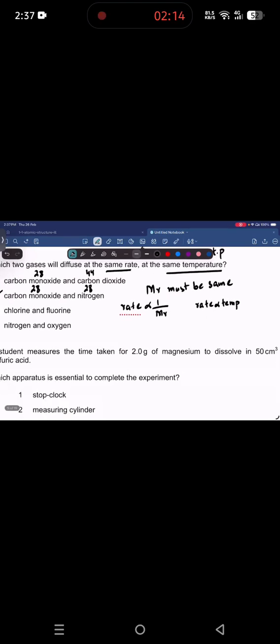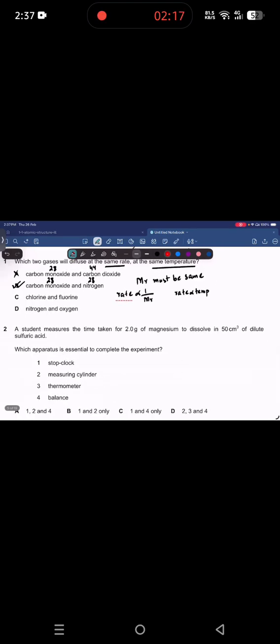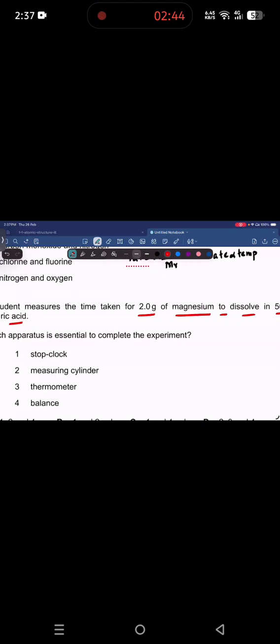Now the next question. A student measures the time taken for 2 gram of magnesium to dissolve in 50 centimeter cube of dilute sulfuric acid. Dilute sulfuric acid is used, and 2 gram of magnesium is used here to dissolve. Dissolve means the metal reacts with the acid, and the time is taken here. So you will use a stopwatch. Obviously, the stopwatch is a very important point here.